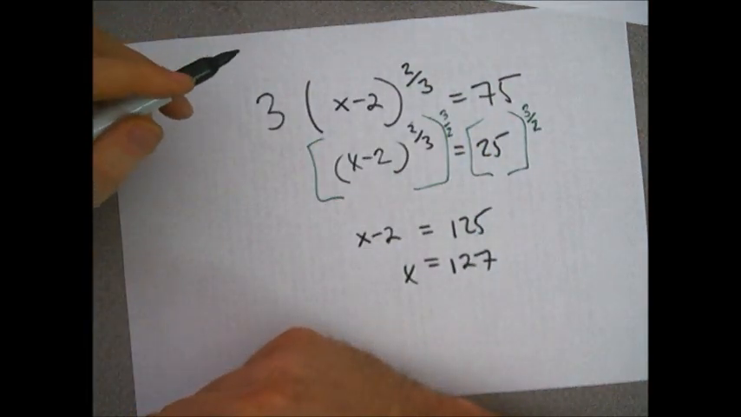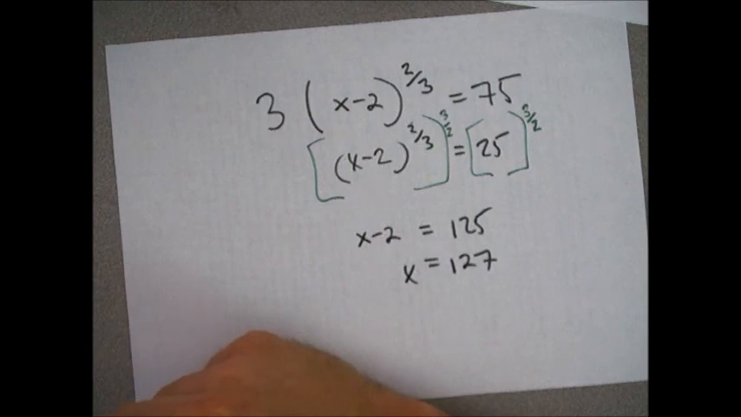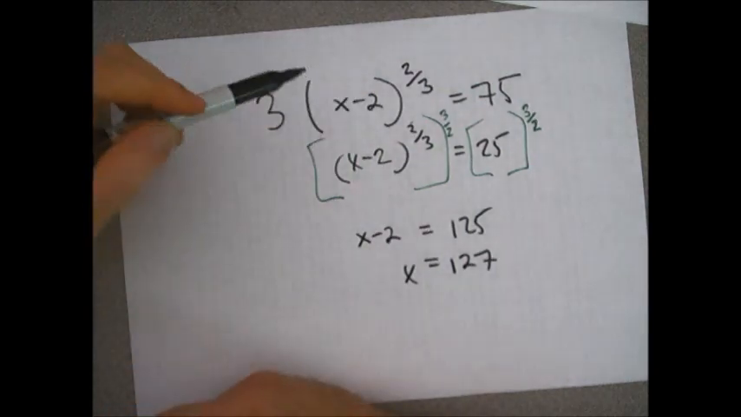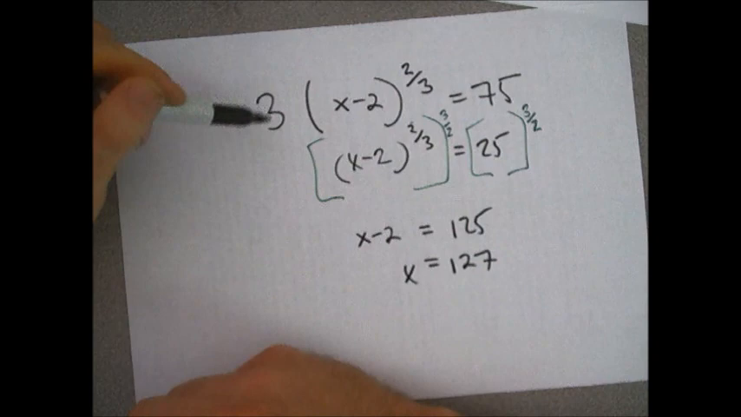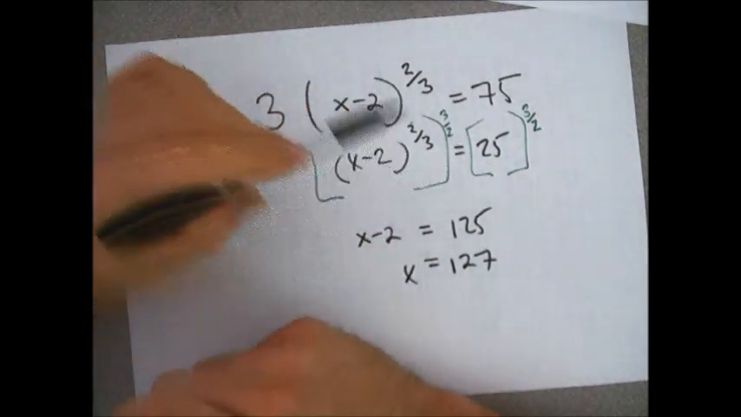Make sense? Okay. Hey, so, Mr. Baker, you took the 3 over and divided, right? I'm sorry, what's that? You divided. Yes, you divided both sides by 3, and that's how 75 turned to 25.